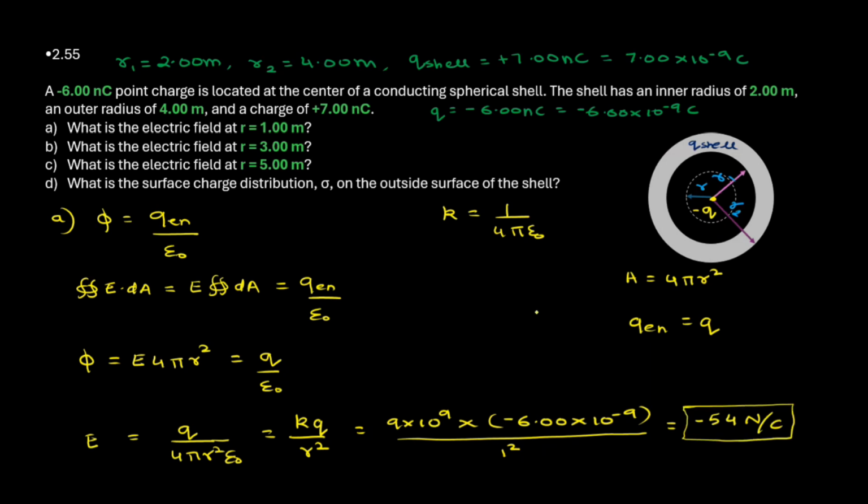The only reason we have an electric field in the hollow region inside the spherical shell is because there is a charge Q present at the center. If this charge was not present in the center, the electric field at a distance within the hollow region of the shell would have been equal to 0. But since we have negative Q present here, this is the magnitude of my electric field at a distance r equals 1 meter from the center.